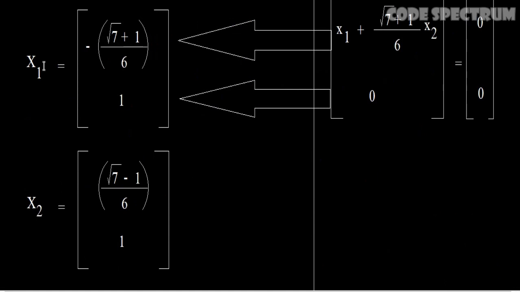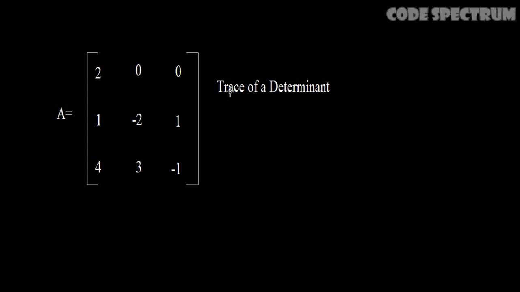And you could have named this x1 and x2 as v1 and v2 for vector 1 and vector 2, like this. Let's talk about the trace of a determinant. The trace is the sum of the diagonal elements of a matrix A. It is represented as tr of A, like this, and it is equal to 2 plus minus 2 plus minus 1, which gives me minus 1.